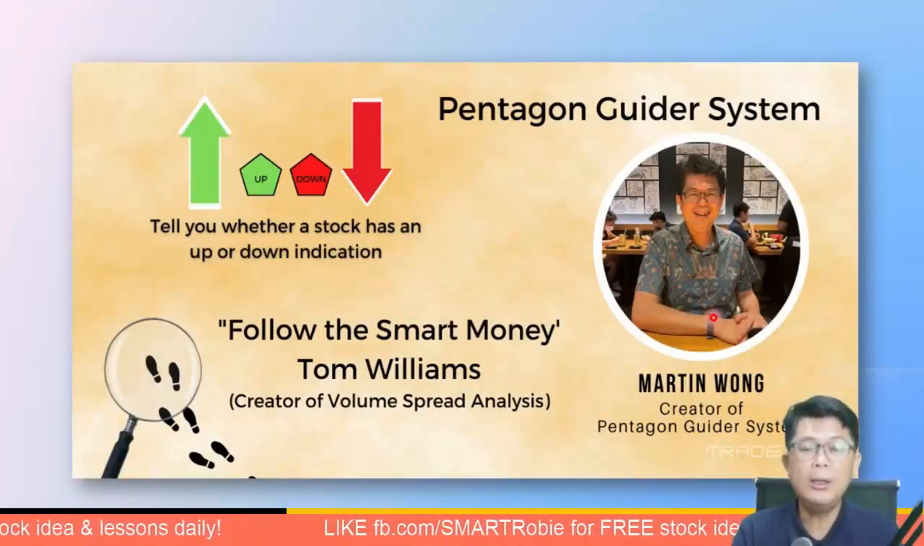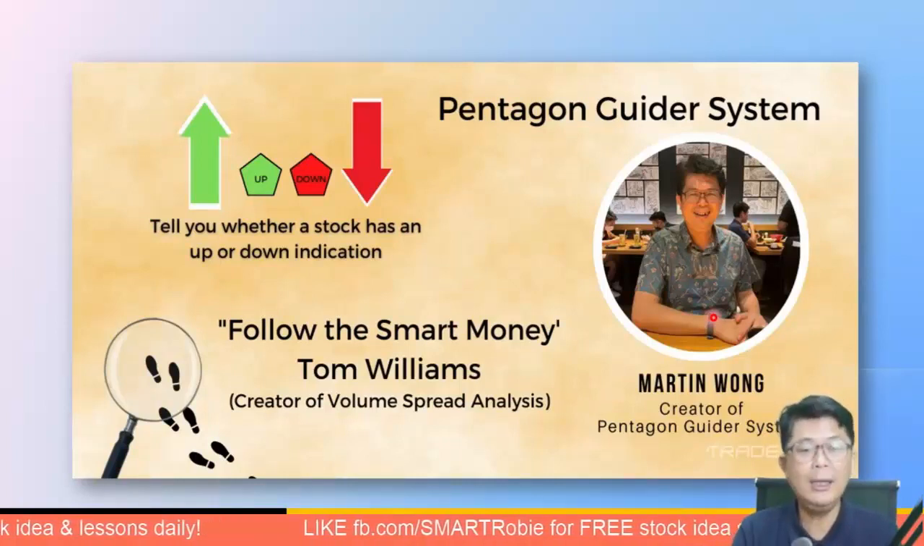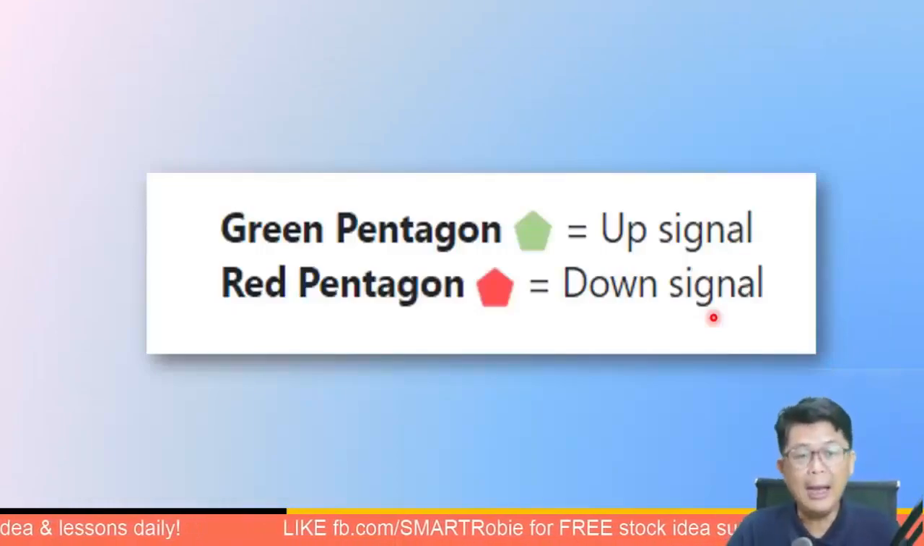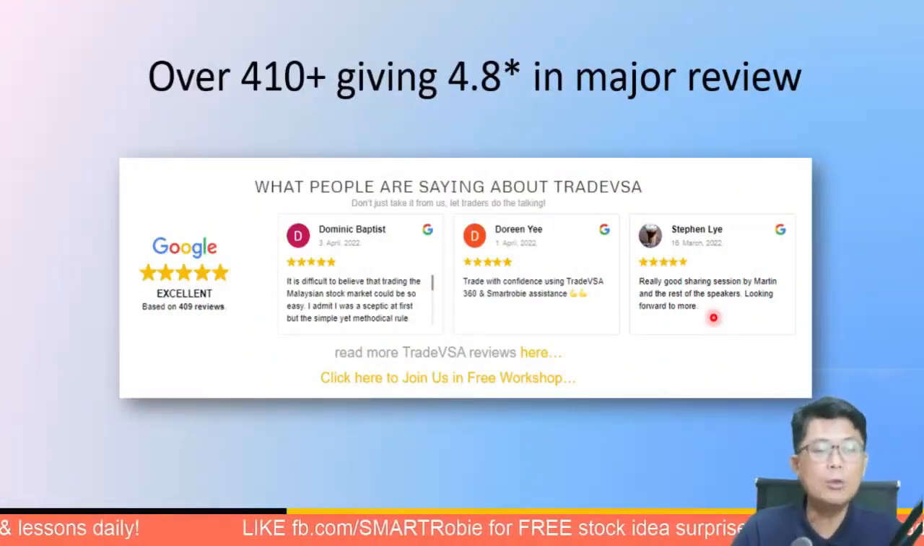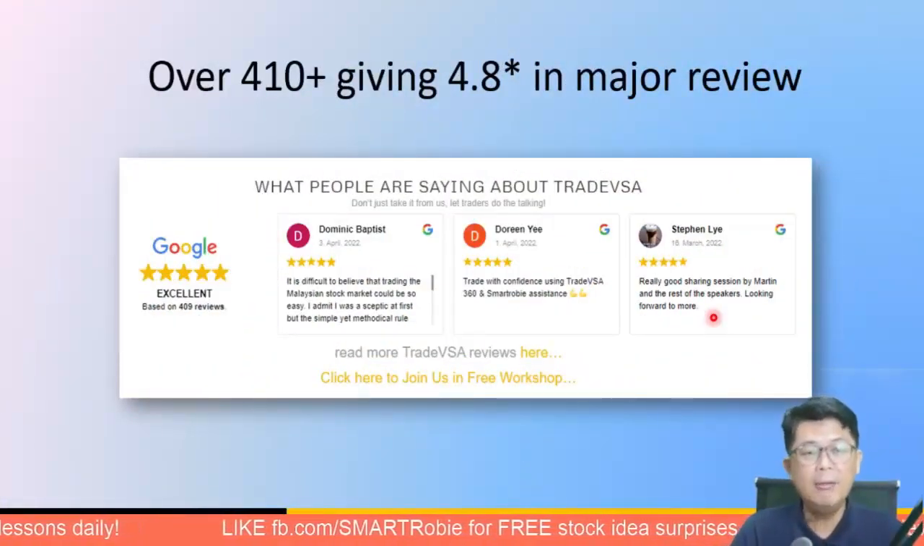So use the Pentagon guider, those of you who don't. If not, use the one in the Smart Robie in here. You can download it in here, as well as the green and red Pentagon, giving you the signal that you always need in here.